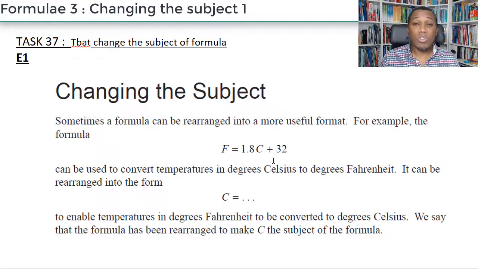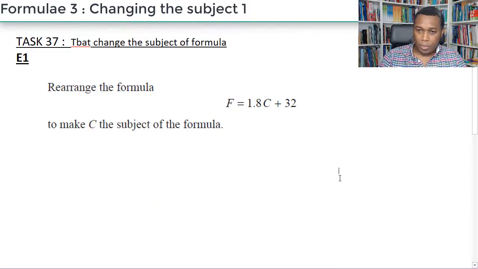Really, really, really useful technique to have, to be able to make that rearrangement. Let's explore how we do that for this formula and for others, and then you'll have a chance to practice some. So we have F is equal to 1.8C plus 32. We want to rearrange that to make C the subject.